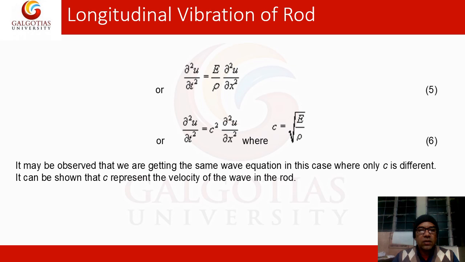Here we can change E/ρ to c squared, so c will be the square root of E/ρ, and we observe that we are getting the same wave equation. In this case only c is different. It may be shown that c represents the velocity of the wave in the rod.